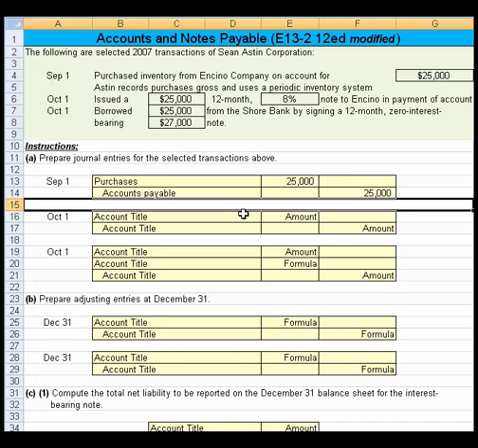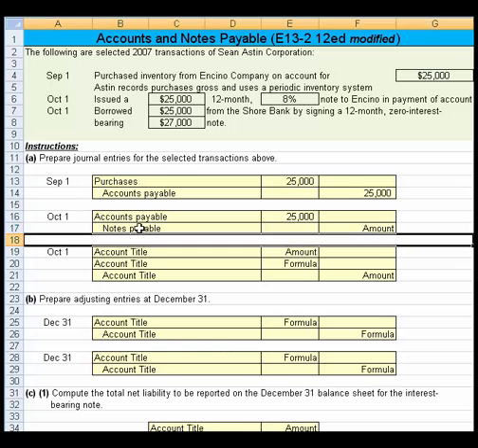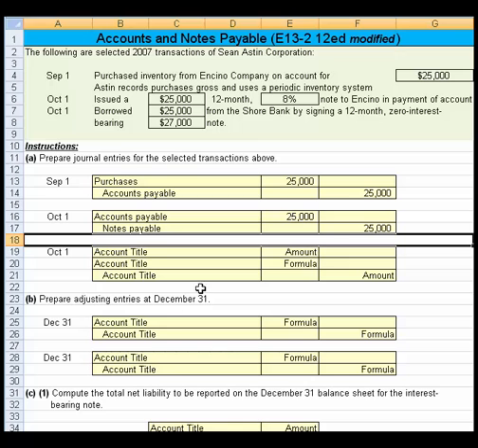Now, on October 1st, we issue a $25,000 12-month note to Encino in payment of the account. All right, well, since we know it's in payment of the account, we know we're going to reduce accounts payable by that same $25,000, right? So we're reducing that amount there, if you will. And instead, we've signed a note. So we've essentially replaced an accounts payable with a notes payable. And that dollar amount is equal to our obligation again of $25,000.